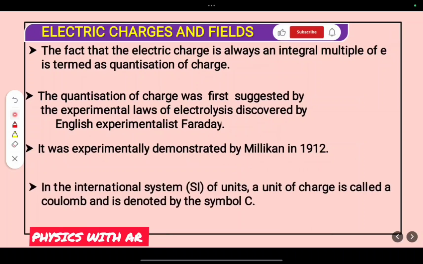To represent charge in the international system, the SI system that we use in our day-to-day life, the SI unit of charge is called the coulomb, denoted by the symbol capital C, in honor of a scientist named Coulomb.